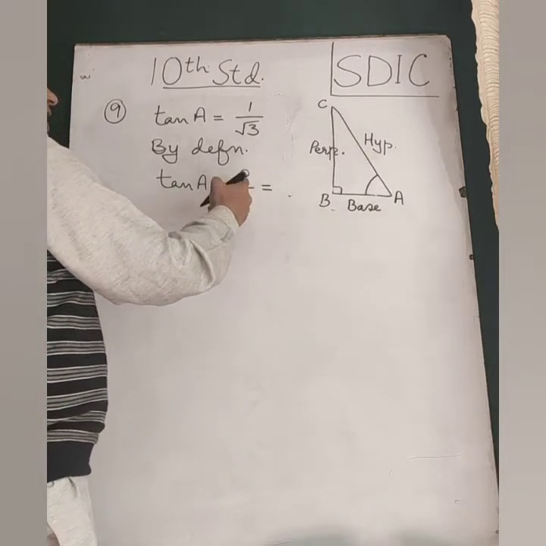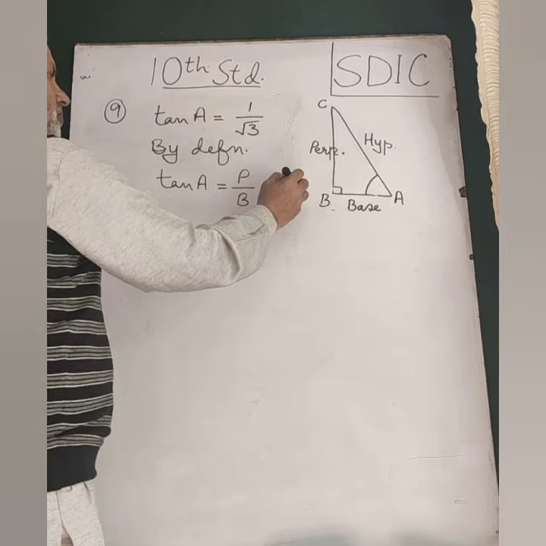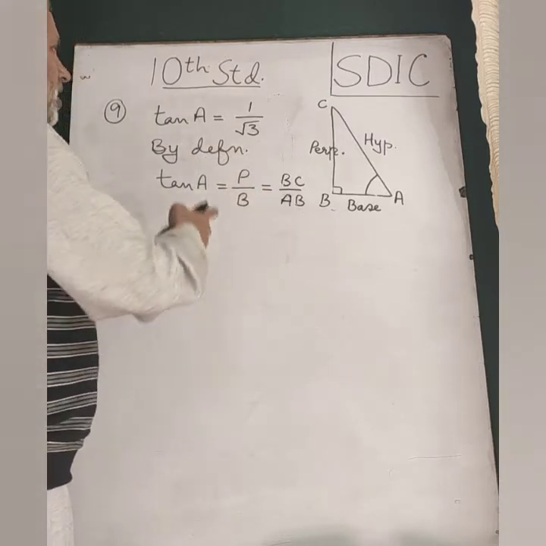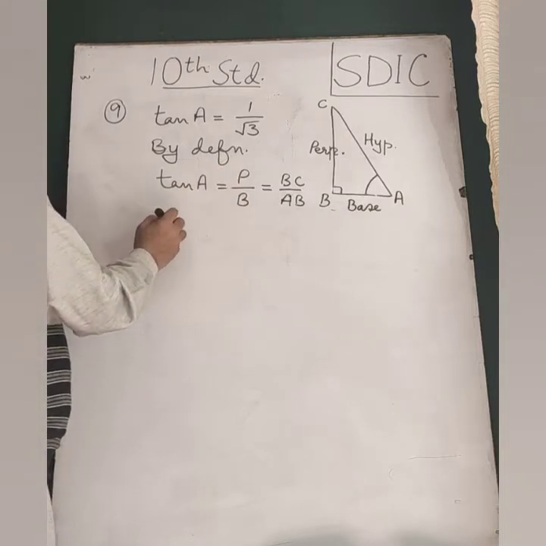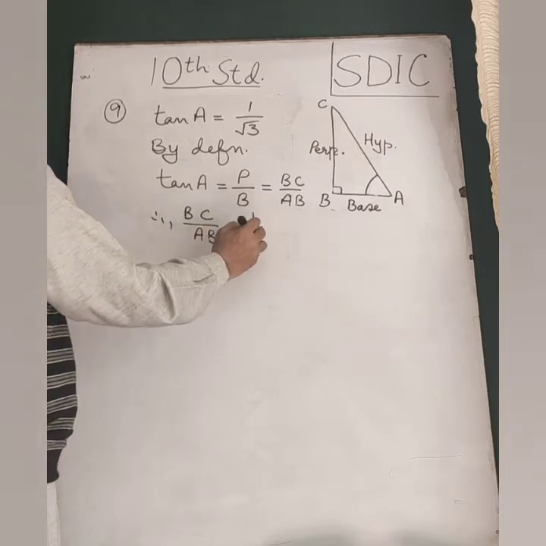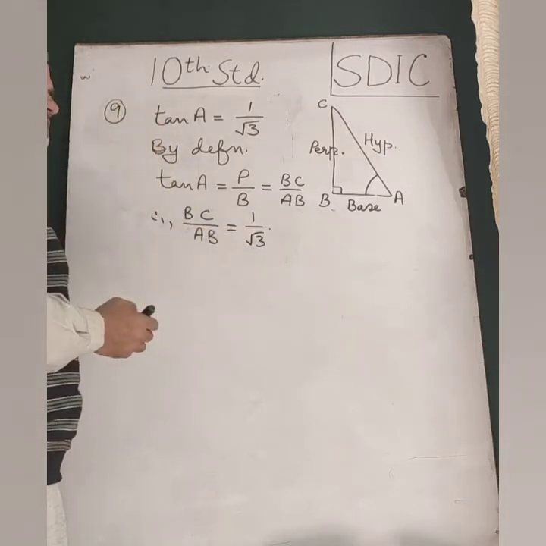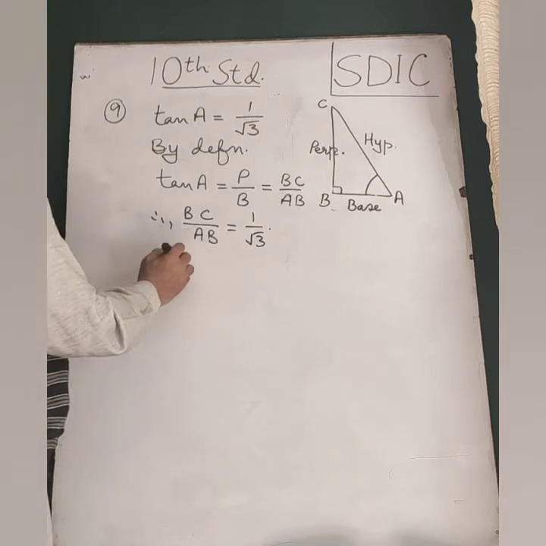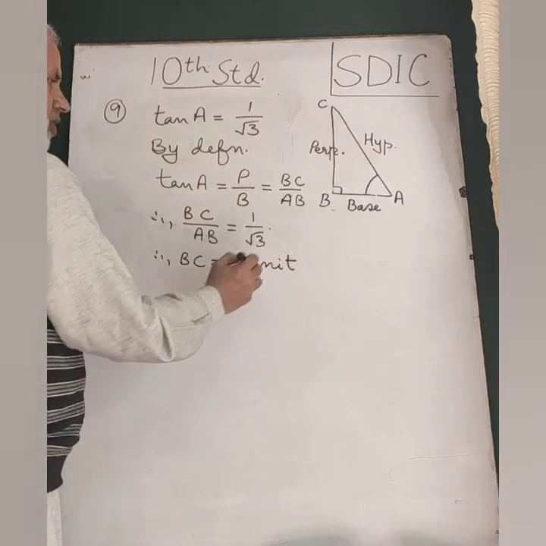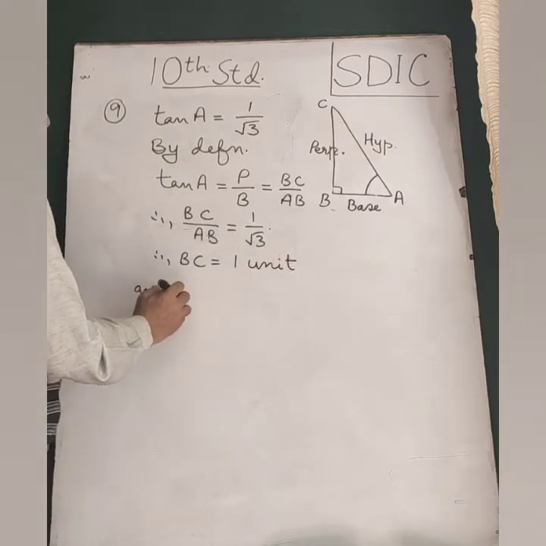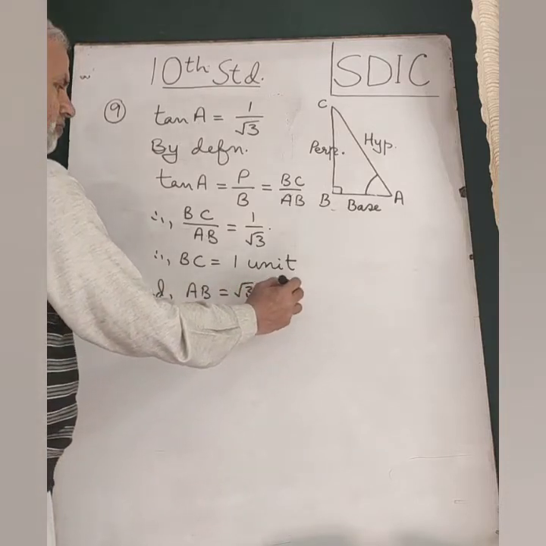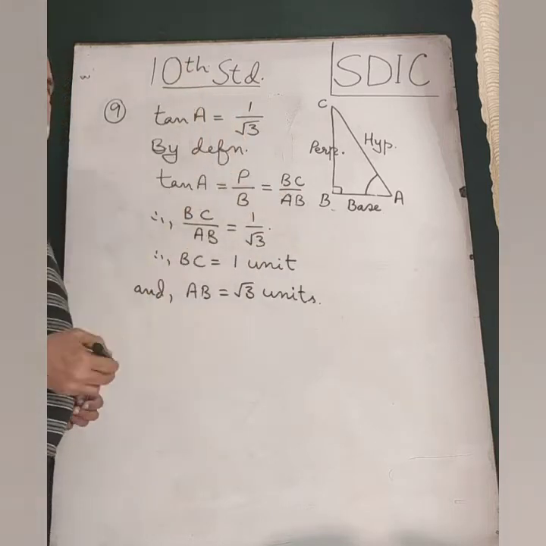We have already identified BC is the perpendicular, AB is the base, so it is BC by AB. And then by comparing using Euclid's axiom, we get BC by AB is equal to 1 by root 3. Steps are same. We have discussed it in detail earlier. That gives us BC equal to 1 unit and AB equal to square root 3 units. Lengths of two sides we have got.